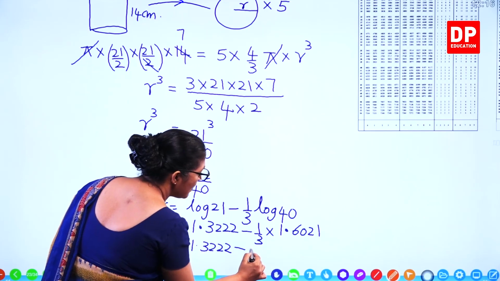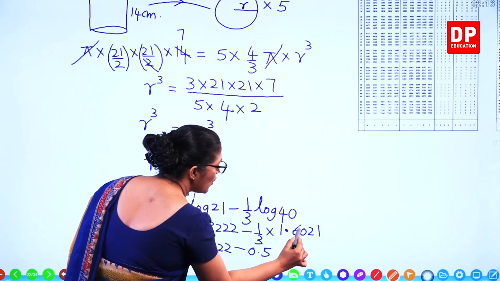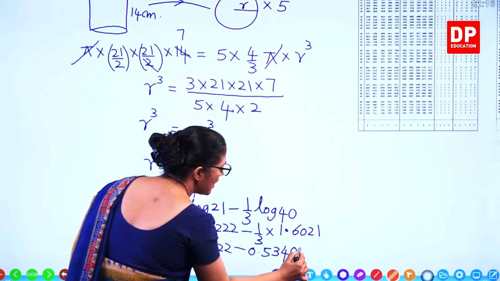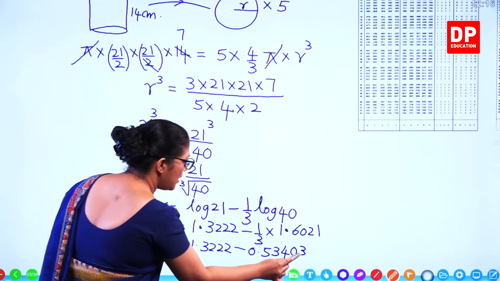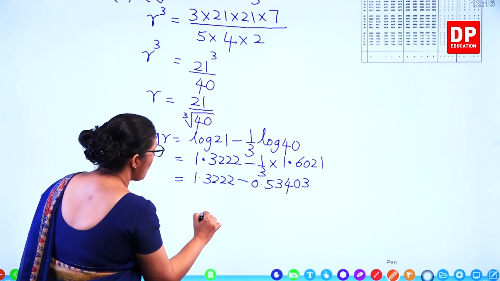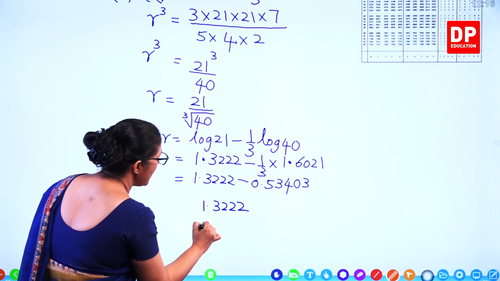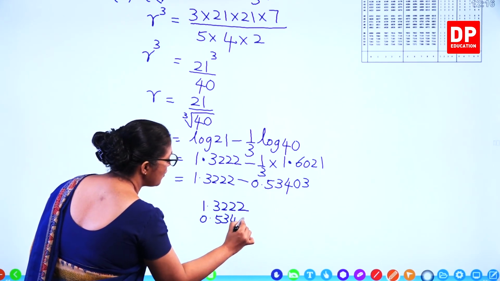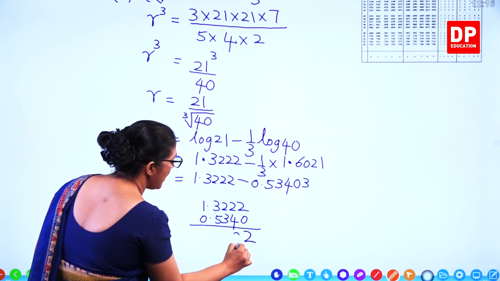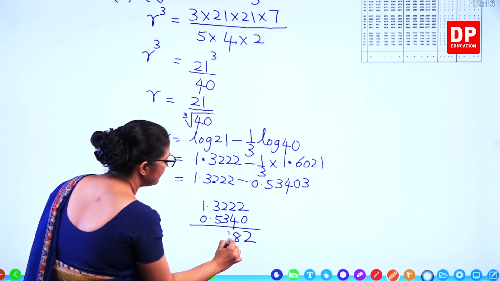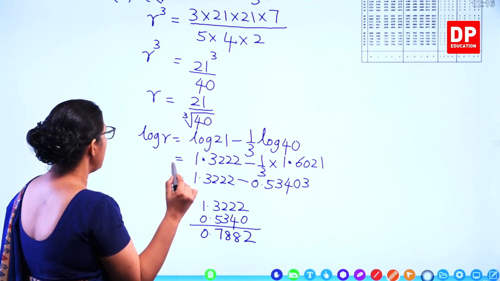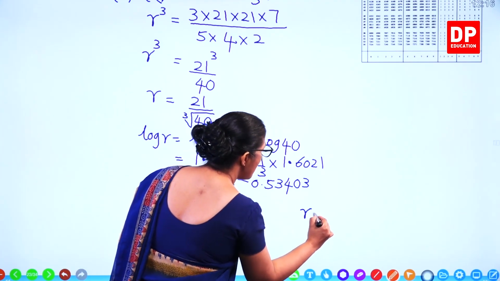3 times 5, 15. For 10, that's 3, 9. For 12, that's 4. For 1, 0. And for 10, 3. But you don't need to write down the fifth decimal place. You can just subtract. 1.3222 minus 0.5340. 0.7882. So how do you find R? Antilog of 0.7882.